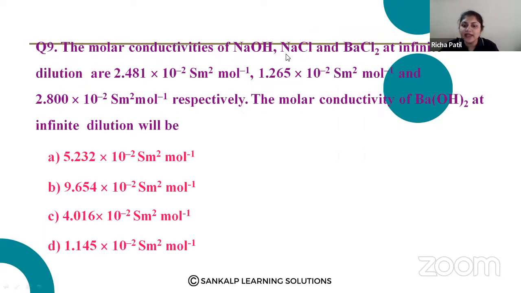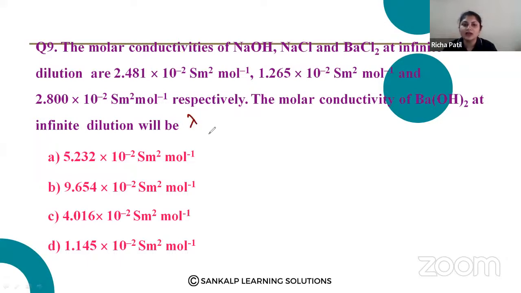So we'll go for the next one. The molar conductivities of NaOH, NaCl, and BaCl2 at infinite dilutions are 2.481 × 10^-2, 1.265 × 10^-2, and 2.800 × 10^-2 Siemens meter squared per mole respectively. The molar conductivity of barium hydroxide at infinite dilution will be? Same molar conductivity problem. How will we solve this?